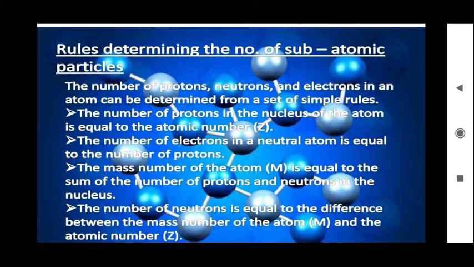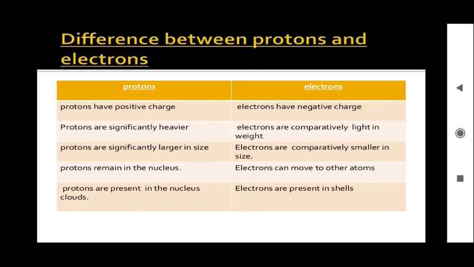The mass number of an atom is equal to the sum of the number of protons and neutrons in the nucleus. Total number of protons plus total number of neutrons, or you can say total number of electrons plus total number of neutrons, both are one and the same. It is represented by M, or sometimes by capital A. The number of neutrons is equal to the difference between the mass number of an atom, that is A or M, and the atomic number Z. So these are the differences between protons and electrons.